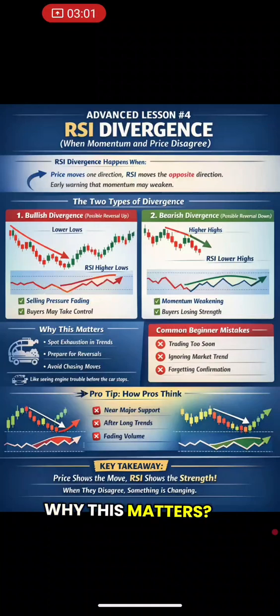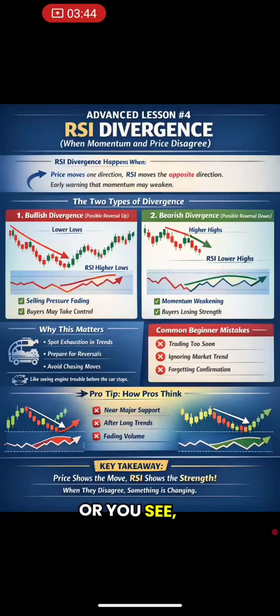Why this matters. Momentum often shifts before price does. Divergence helps us as traders spot exhaustion in trends, prepare for potential reversals, and avoid chasing late-stage moves, right? So when you see it at the top, and you see price making higher highs and RSI making lower highs, then you start to understand, okay, I think this is divergence, right? So now we might see a market drop, right?